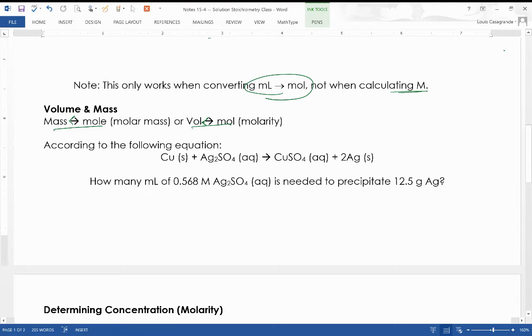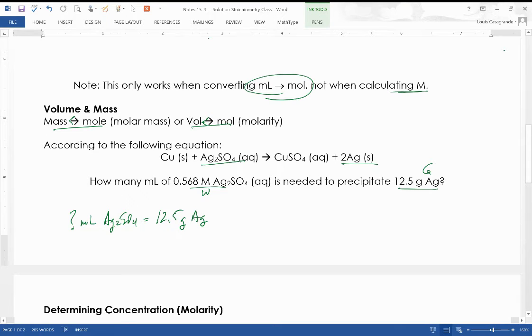Now, in this particular example, here's my given. I'm going to start with the grams of the silver, and I want to know how many milliliters of silver nitrate solution I need to produce to precipitate. This is a single replacement reaction. I'm going to make this silver precipitate, 12.5 grams of silver. I've given you the molarity, so let's start with that molarity. I'm sorry, that's going to be our wanted. So let's start with the grams of this silver. So the wanted is how many milliliters of silver sulfate solution are needed to make 12.5 grams of silver.